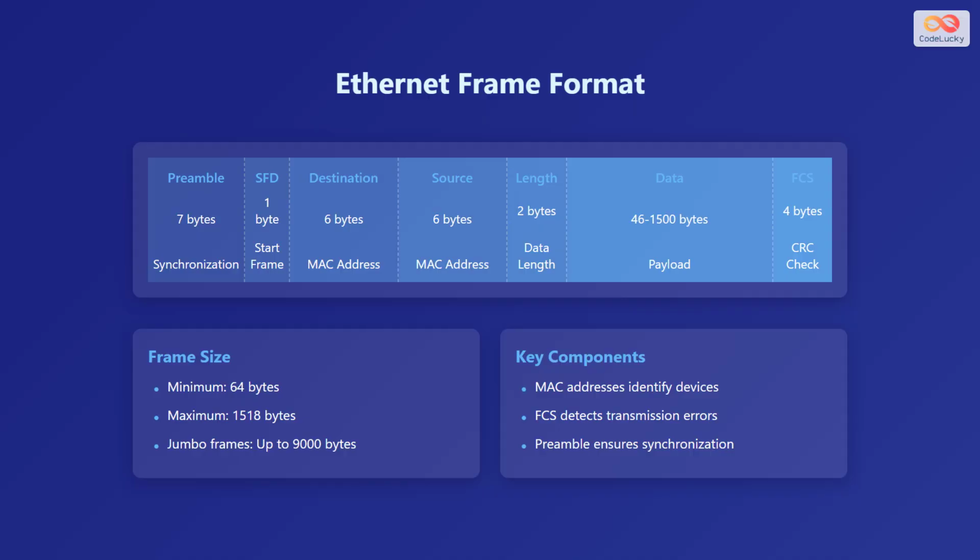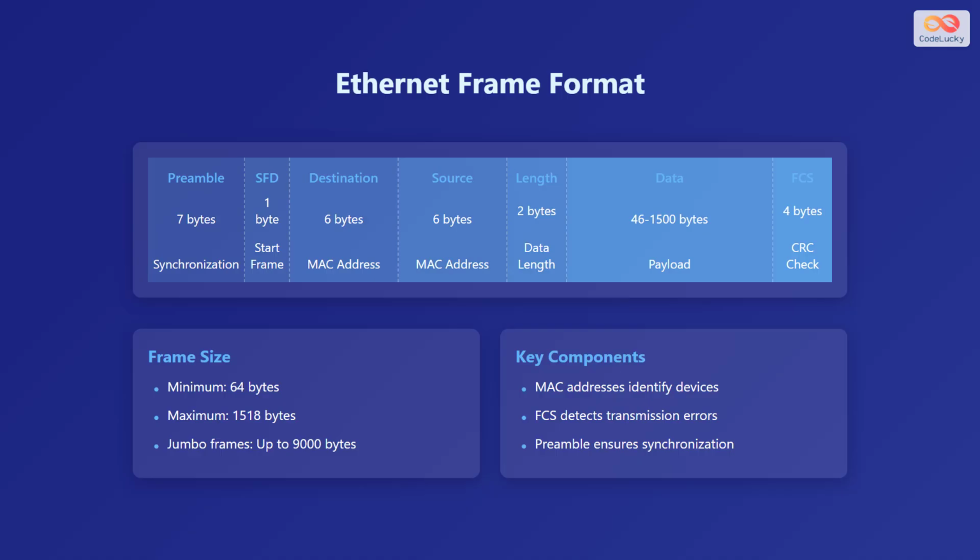Now let's discuss the Ethernet frame format. An Ethernet frame is the basic unit of data transmission in an Ethernet network. It consists of several fields, each serving a specific purpose. Let's start with the preamble, which is 7 bytes long and is used for synchronization between the sending and receiving devices. Following the preamble is the start frame delimiter, or SFD, which is 1 byte long and indicates the start of the frame. Next, we have the destination address, which is 6 bytes long and specifies the media access control, or MAC, address of the receiving device.